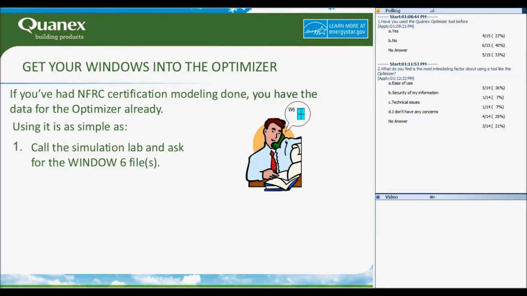Start by calling your simulator, ATI, NCTL, Intermodal, whomever, and ask them for the Windows 6 files that hold the simulation results for these windows. For those who may not know, Windows 6 is one of the 2 software packages used in the residential modeling path, and as part of its calculation process, it stores all the necessary input data along with the calculation results in a single Microsoft Access database file. This is the file that we want.